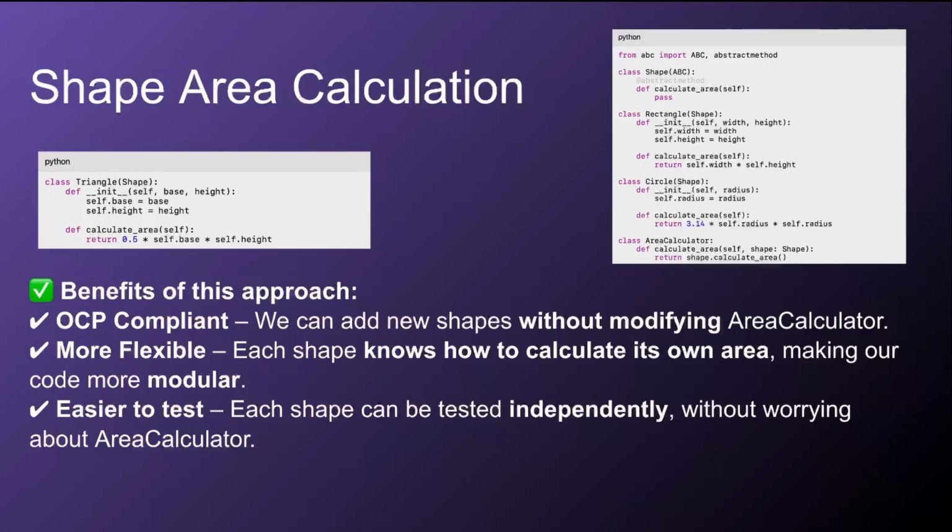It is more flexible. Every shape knows how to calculate its own area, which makes our code more modular, and it is easier to test. Every shape can be tested independently. So no matter how many shapes we are adding, every shape can be tested independently without testing the area calculator again, because there is no modification in the code of the area calculator.